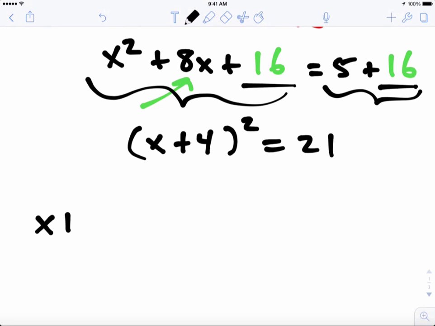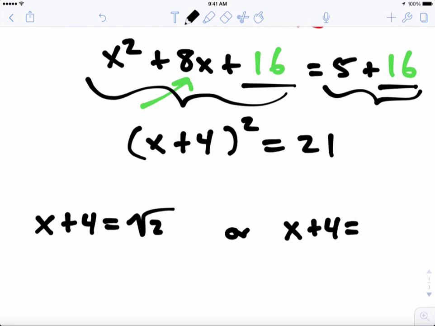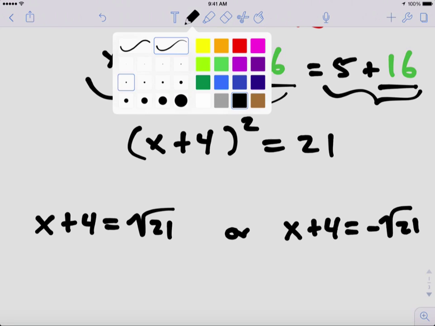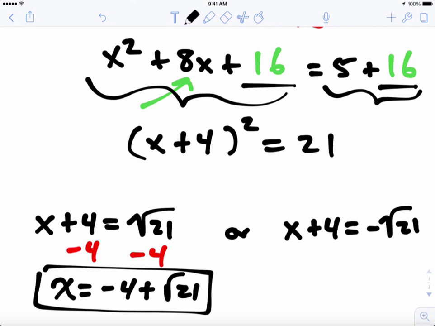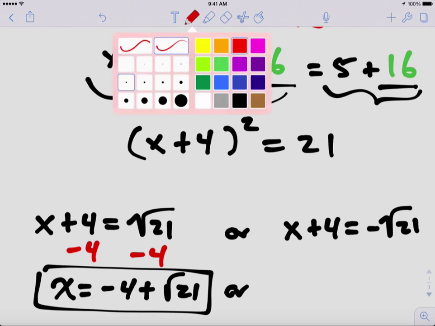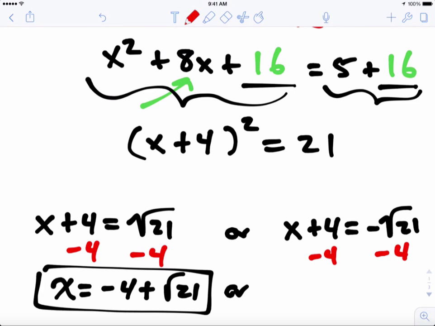X plus 4, the thing being squared, well, x plus 4 could be the positive square root of 21, or the negative square root of 21. Awesome. Subtracting 4 from both sides of our equation, we find our first solution, x equals negative 4 plus the square root of 21. Amazing. And our second solution, after subtracting 4 from both sides, x could equal negative 4 minus the square root of 21.